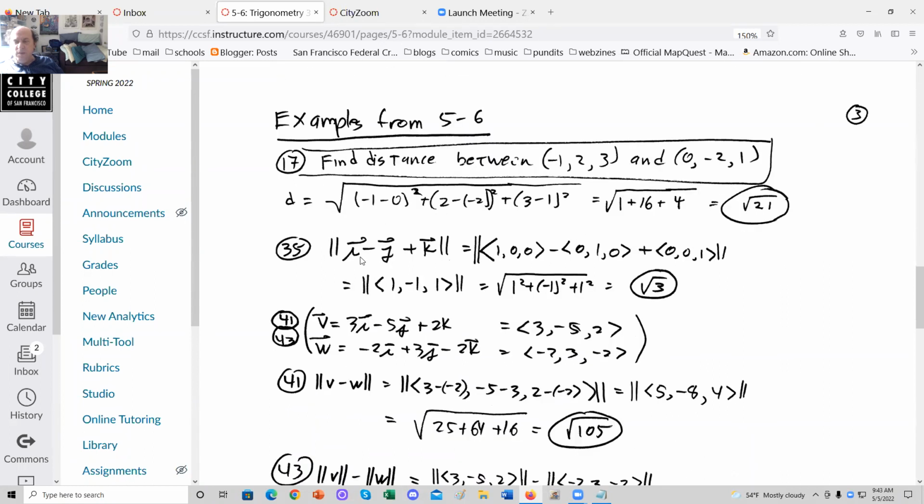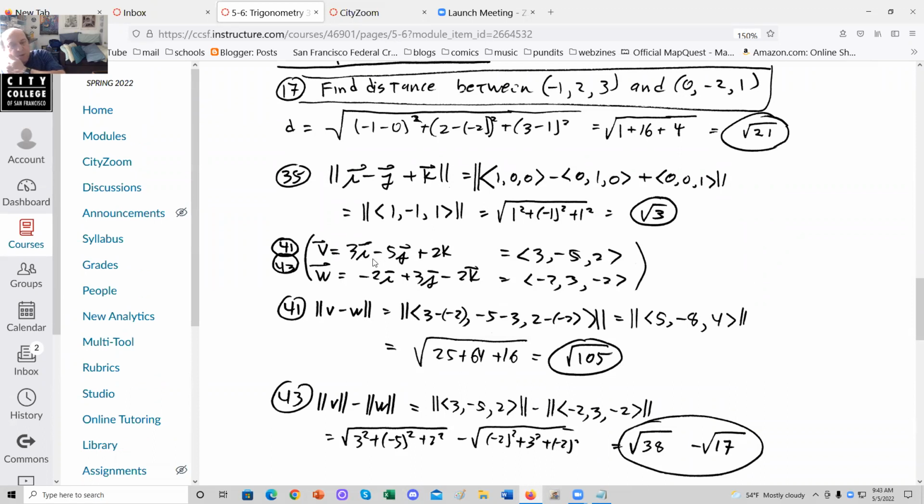Here they're asking for the length of i minus j plus k. What's its length? Well, i is 1, 0, 0. j is 0, 1, 0. k is 0, 0, 1. So we're looking at the length of 1, -1, 1. So its length is the square root of the sum of squares. 1 squared plus -1 squared plus 1 squared. After a very small amount of arithmetic, that's square root of 3.